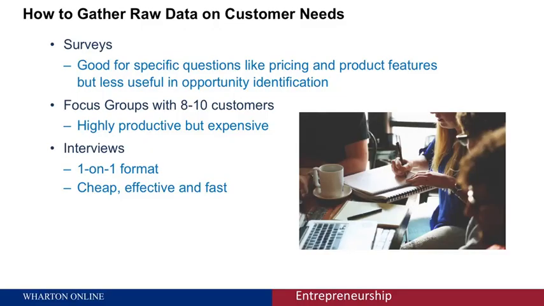Now let's start with the first step, which is gathering raw data on customer needs. There are many ways to do this. One popular way is to use surveys. Now, surveys are good when you have specific questions in mind. For example, how should I price this product? What's the change in demand if I reduce the price by, say, $2? Or in order to prioritize product features, feature A versus feature B, which one would the user value? And it's useful for these kinds of very directed questions.